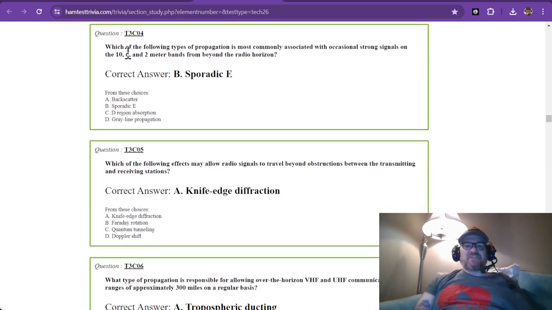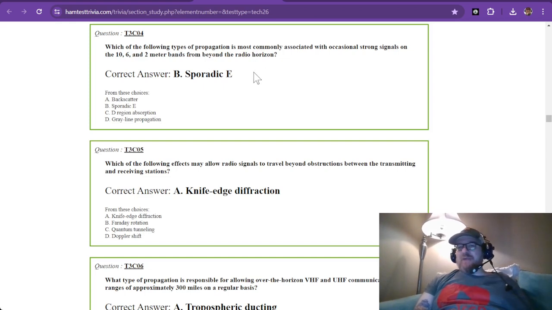All right, question number 4. Which of the following types of propagation is most commonly associated with occasional strong signals on 10, 6, and the 2-meter bands from beyond the radio horizon? And this is called sporadic E.